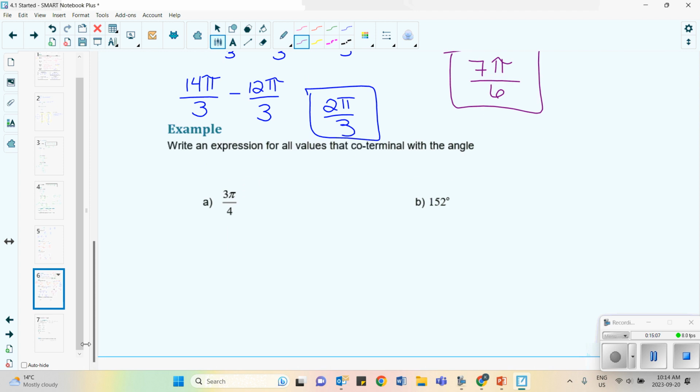All right. All values. That means infinite. So we have to make a domain statement about it. This is called a general solution.